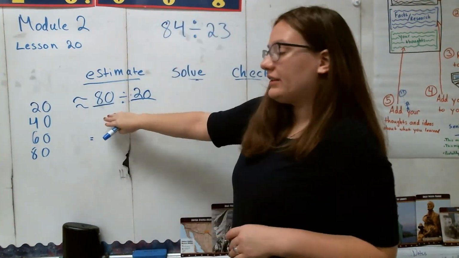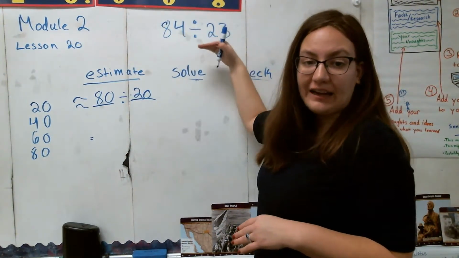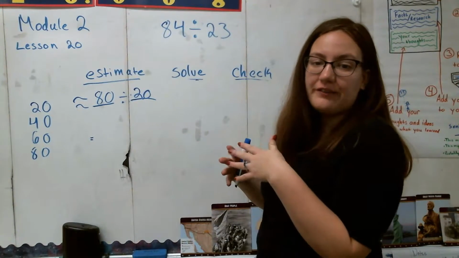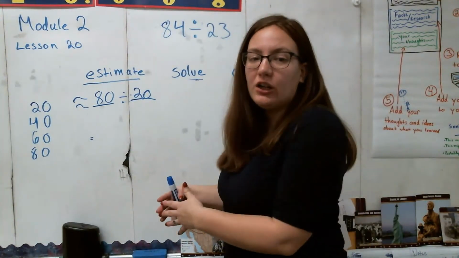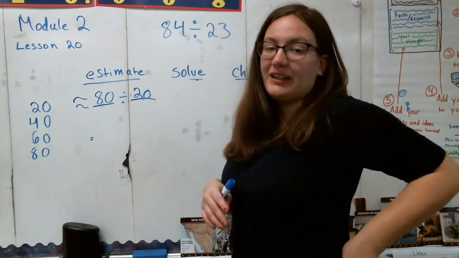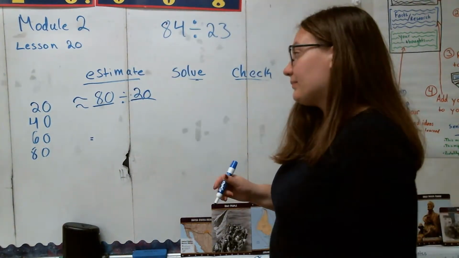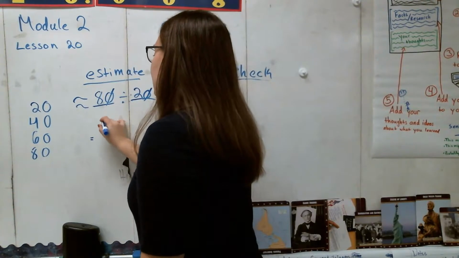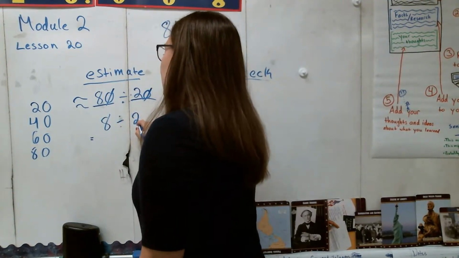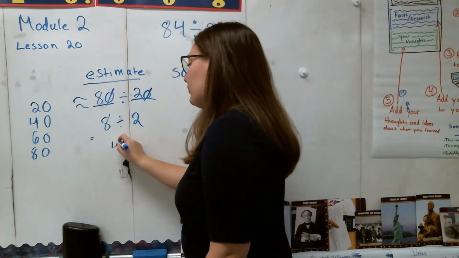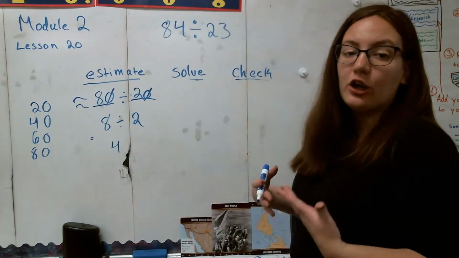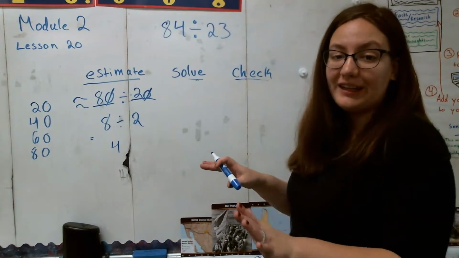So remember, this is just changing our factors to different numbers that are close to each other so that we can figure out an answer that's going to be close to the correct answer, but it's not the exact answer. So now I do 80 divided by 20. I can just cross off those zeros. 8 divided by 2 is 4. So that lets me know that my final answer is probably going to be close to 4. Remember, it's not always going to be exact.